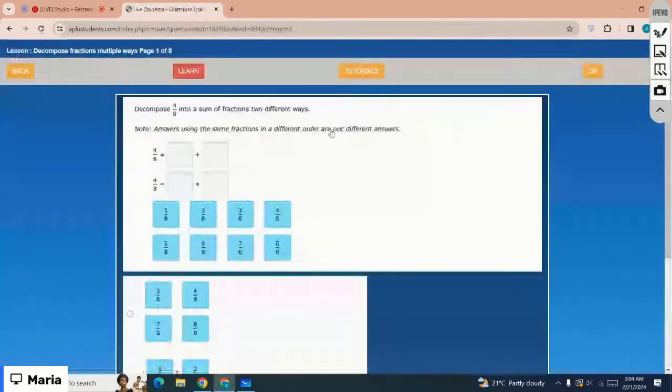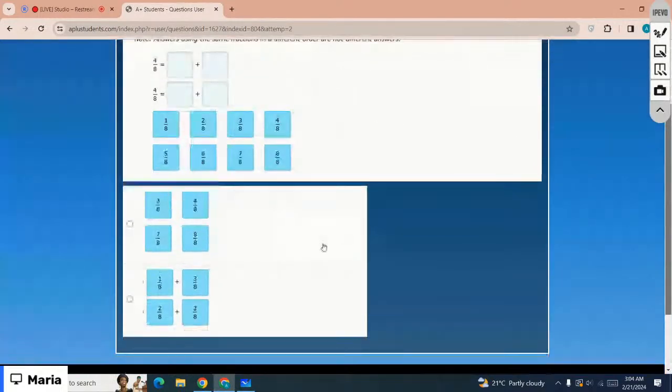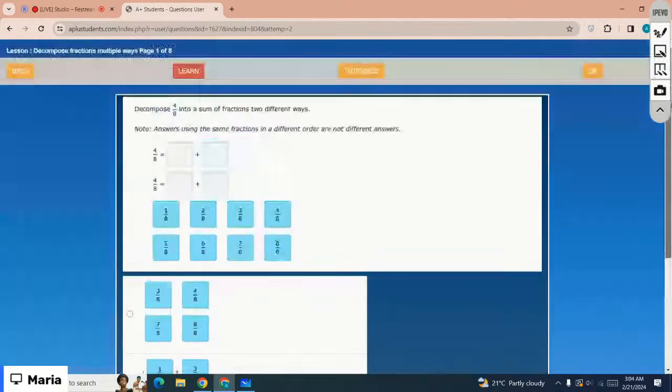It is, right? Decompose 4 by 8 into a sum of fractions two different ways. You have to make 4 over 8, right? So which is the correct option? Here it is 1 by 8 plus 3 by 8, because 1 plus 3 makes 4, and the other one is 2 by 8 plus 2 by 8 because 2 plus 2 makes 4, right? So option number 2 is the correct option. Got it?